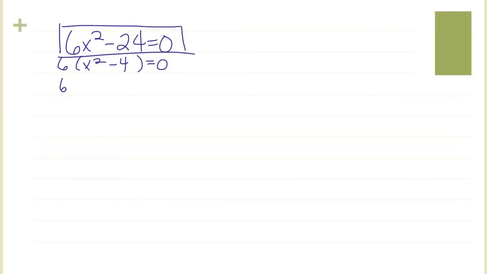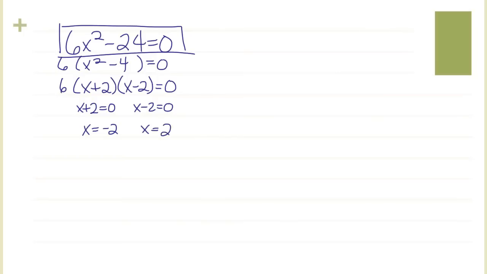So this is one of those special cases. It's x plus 2, x minus 2. It was a difference of squares. And so you've seen me do a couple. I would set each of these little factors equal to 0. So my answers are negative 2 and 2.